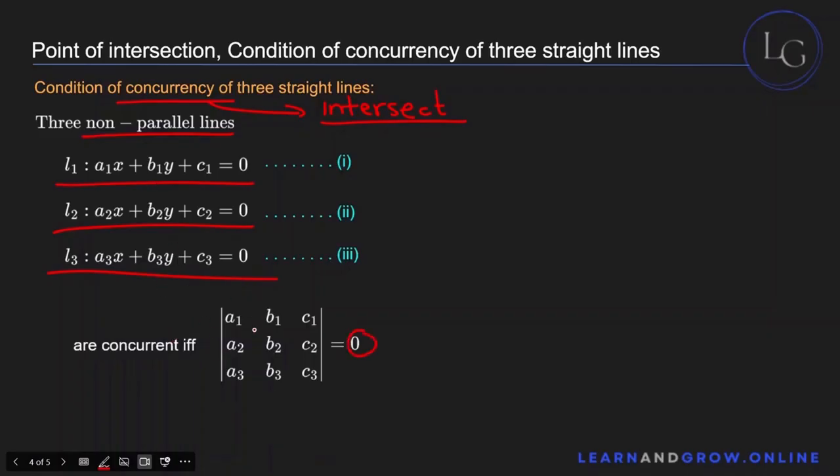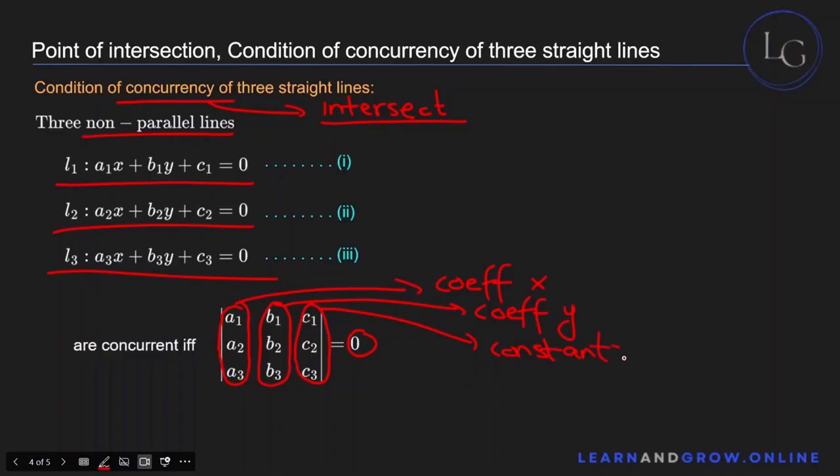So you'll draw a 3 by 3 matrix with the A values in one column, the B values in the second, and the C values in the third. And just to make it very clear, the A's are the coefficients of x, the B's are the coefficients of the y variables, and the C's are constants, the remaining constants. So they'll not be coefficients of any variable, they'll just be constants. And the determinant of this 3 by 3 matrix must be equal to 0, and in that case the three lines will be concurrent.